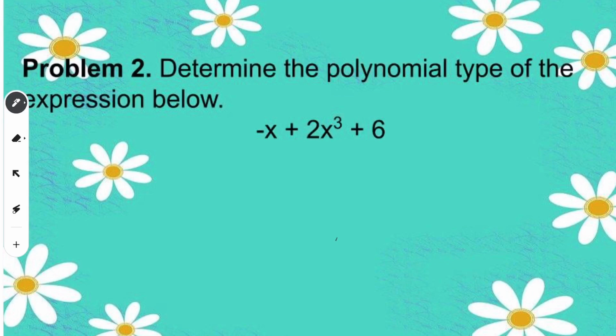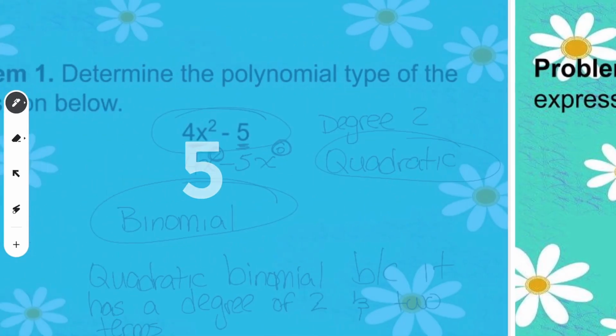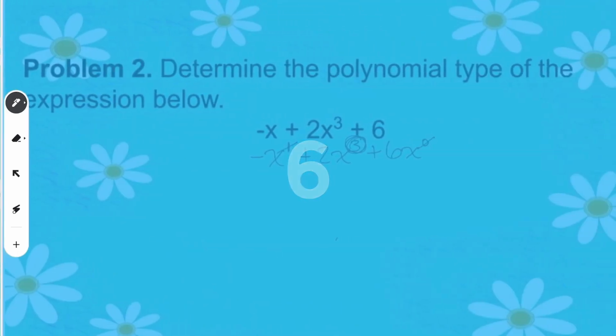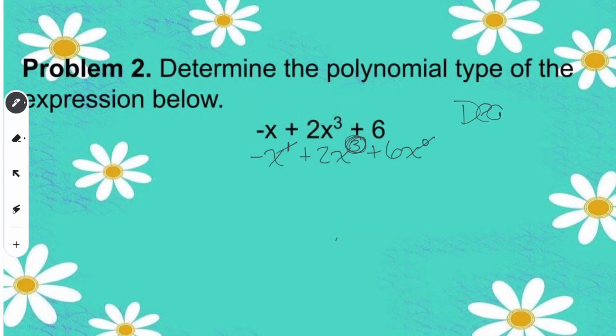So I see that the negative x has an exponent of 1, 2x cubed has an exponent of 3, and 6 has an exponent of 0. Since this has an exponent of 0, it is not the highest term, nor is 1. Therefore, 3 is our highest term. So if we go back 2 slides, when we have a degree of 3, that indicates that it is a cubic. So our degree is 3 and it is cubic.